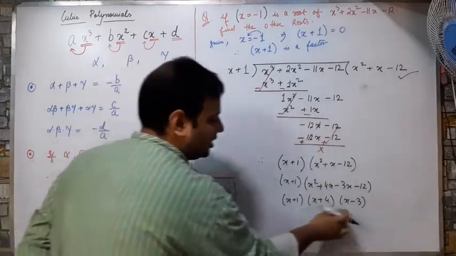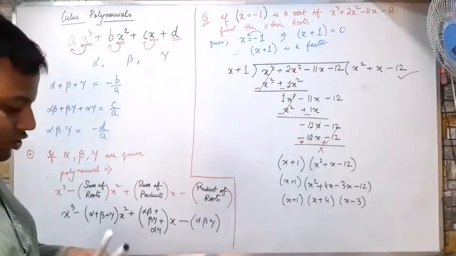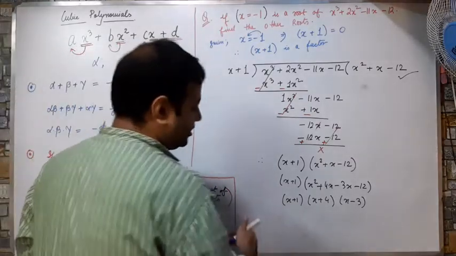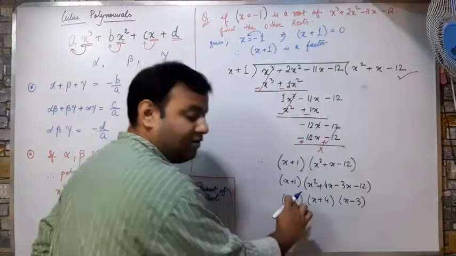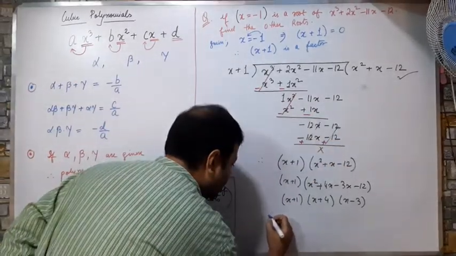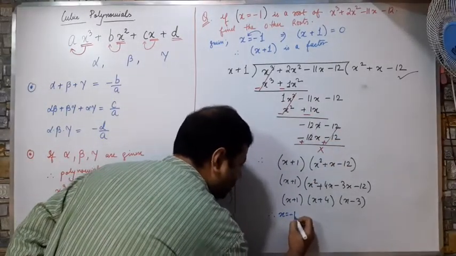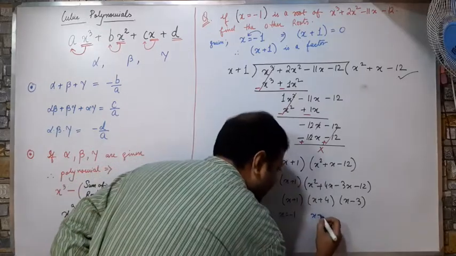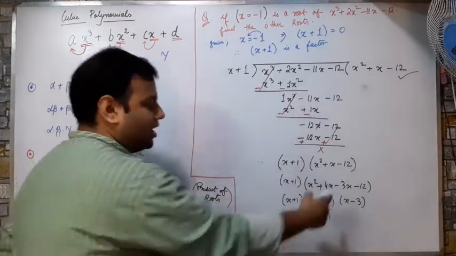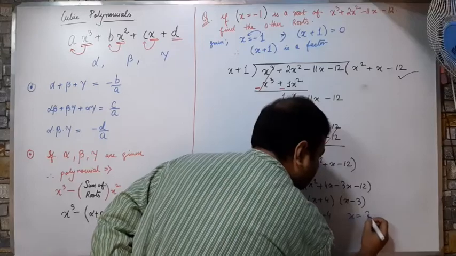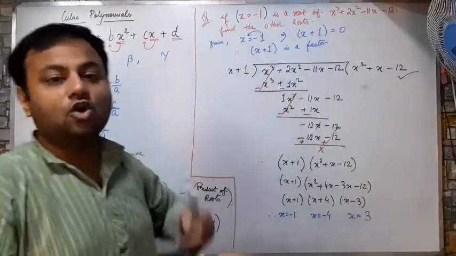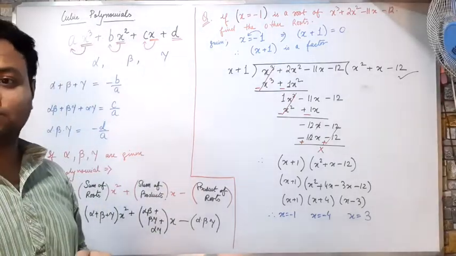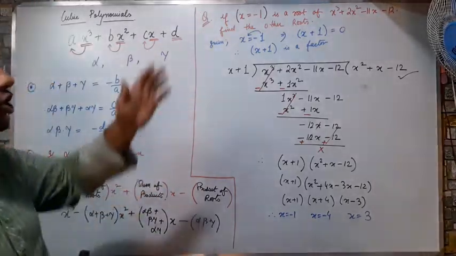So 3 factors are already given. So this was already given, that x plus 1. So if we take this to the other side of the equals sign, then what will I get? Plus 1 will be converted to minus 1. So there I will get x equals to minus 1. Here I will get x equals to minus 4. Here I will get x equals to plus 3. So 3 roots are given and 3 roots are of this quadratic polynomial. Correct? But sorry, cubic polynomial.